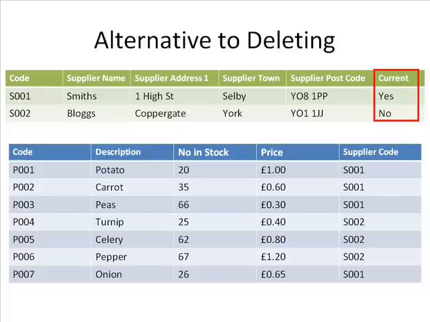An alternative to deleting records is to actually use a flag on a record to indicate if the record is current or not. This can be done in something like Microsoft Access by using a Boolean value, which is either yes or no, true or false. And the idea with this is that you can set certain records to be true or false, and then a filter can be applied so that in this case only products will be displayed for suppliers that are currently in use, where the flag is set to true.